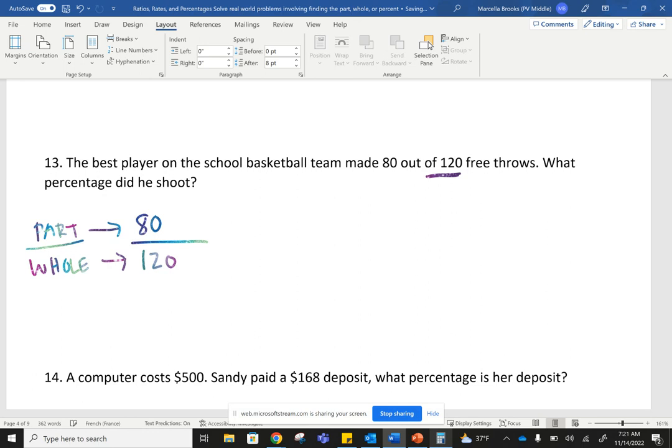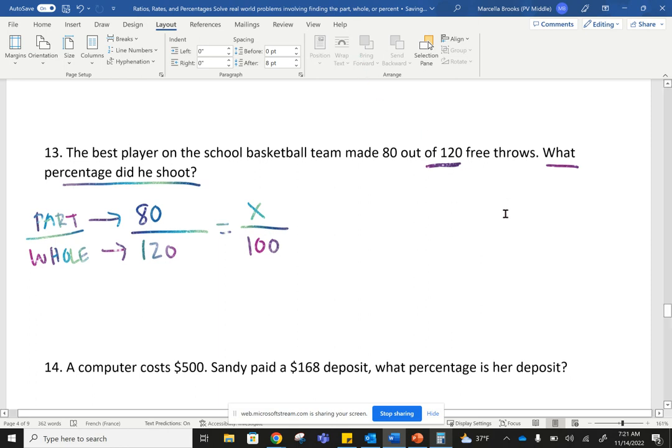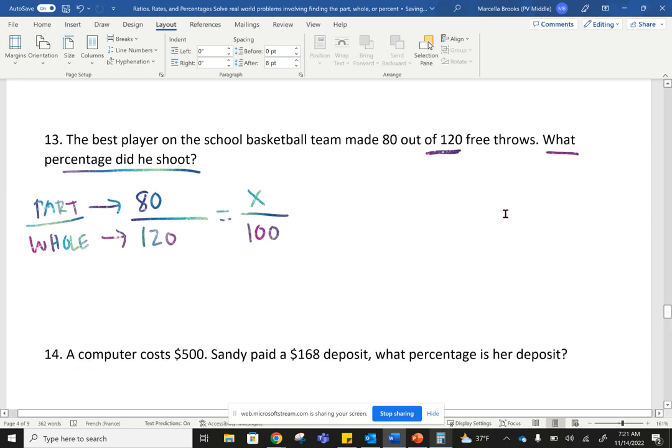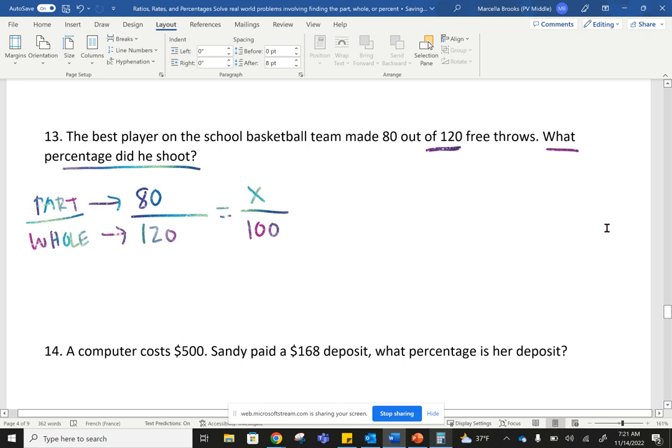That's 80. And then the question it's asking is what percentage did he shoot? So we don't know what the percent is. So I'm going to put an X there, our variable X, because we don't know what it is. And then over 100. So you guys are solving for what percentage did he shoot? So your label is going to be what percent, like you're going to say he shot blank percent, right?